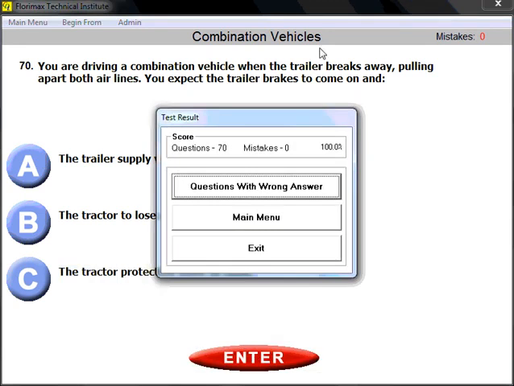We are done with the combination vehicle section, and we have not made any mistakes. In case you do, you just click on this option, questions with wrong answers, and the program will repeat only wrong answers, only questions you answered wrong, for you.